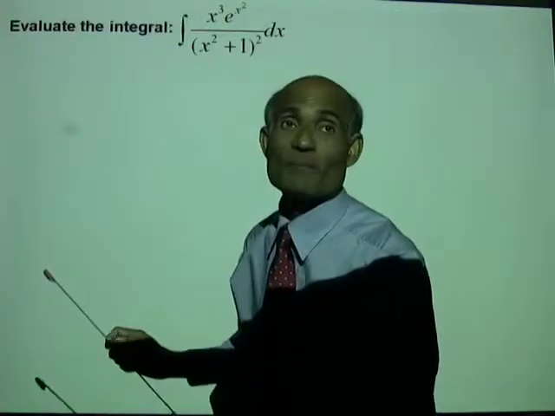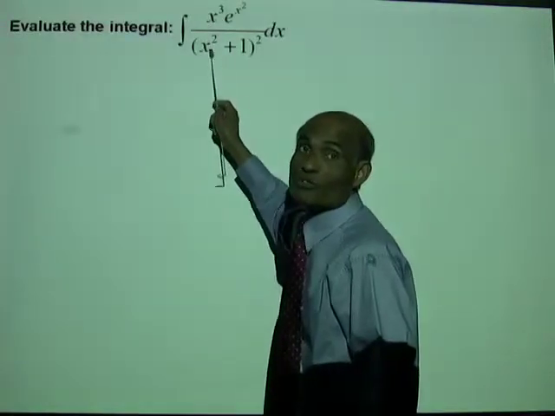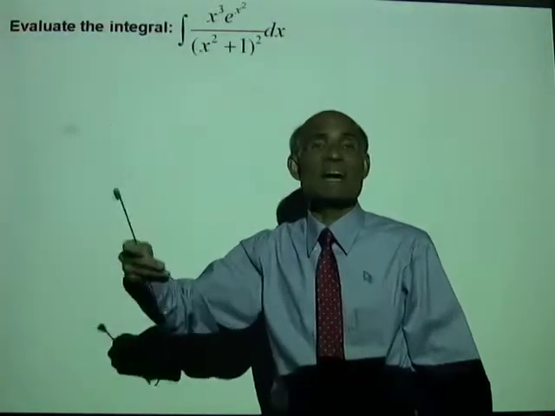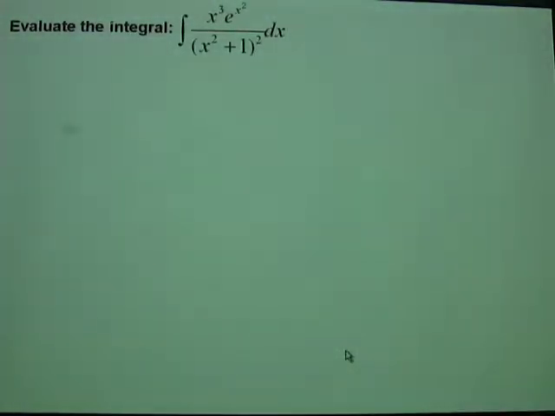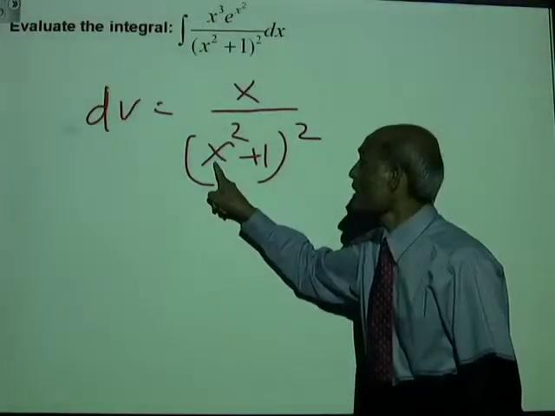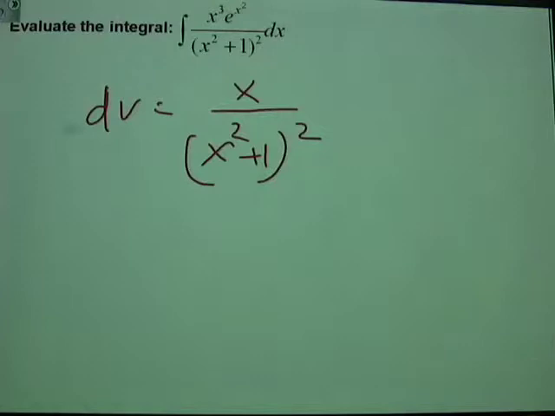And therefore, look at this and say, we can choose x over x squared plus 1 to the power of 2 as our dv. Why? Because that can be integrated. Let me write that down for you. The quantity x over x squared plus 1 to the power of 2 can be integrated. Now, why do I say it can be integrated? Because of the denominator x squared plus 1, we can do it by a simple substitution. Let me show that quickly for you.